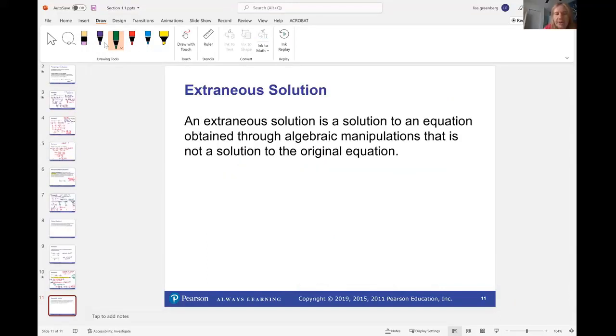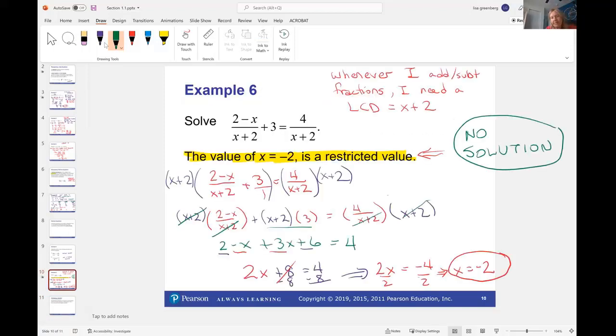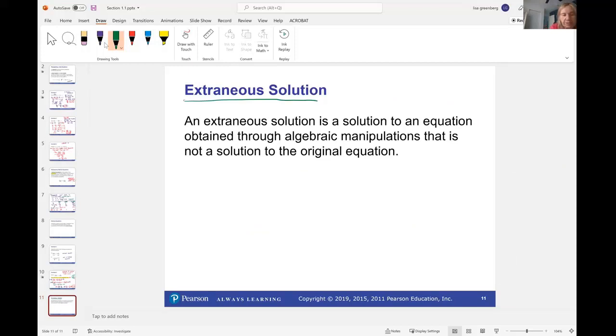So an extraneous solution is a solution to an equation obtained through algebraic manipulation that is not a solution to the original equation. So an extraneous solution is what we had here. This x equals -2 is an extraneous solution because it's not a solution to the original equation. Okay, that ends 1.1. Thank you very much.